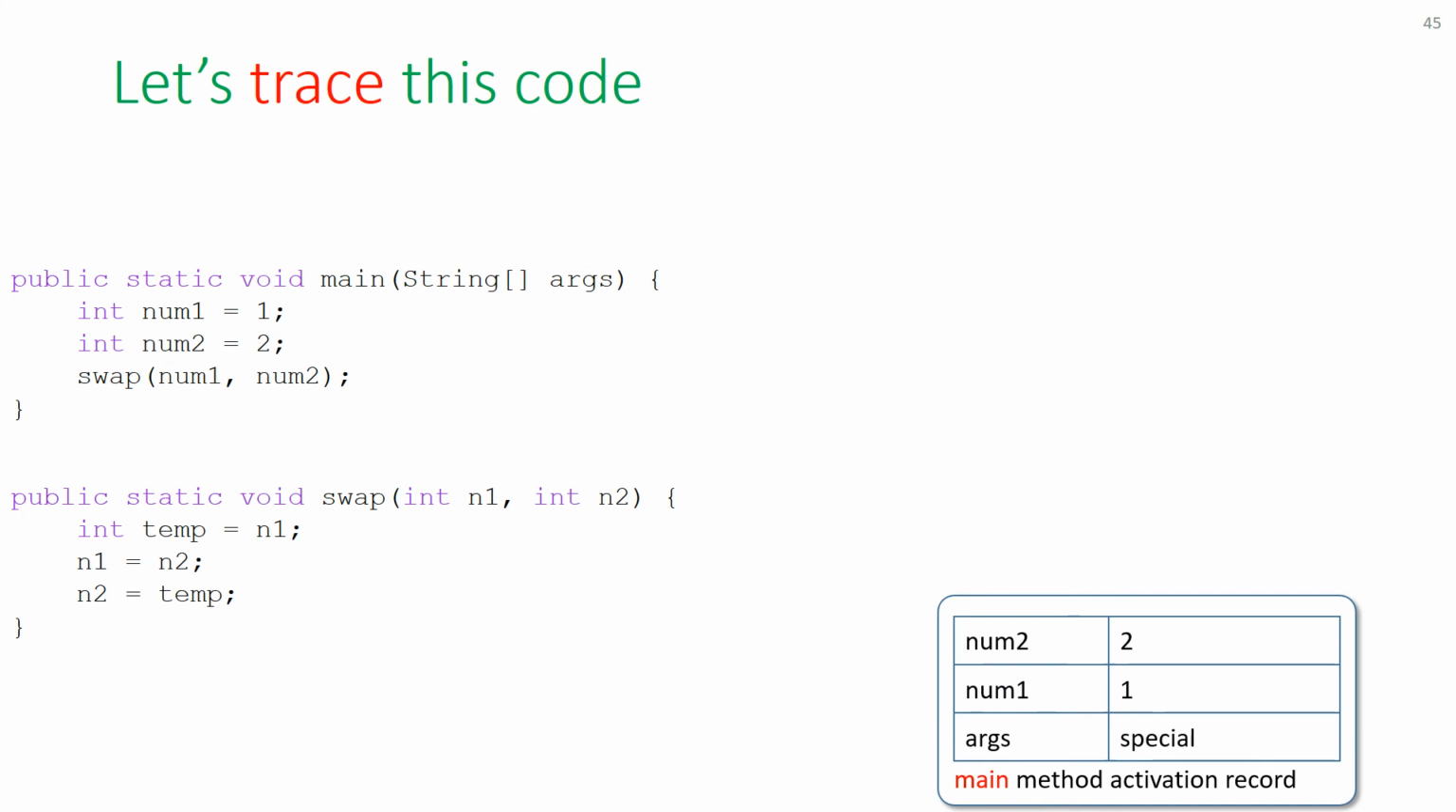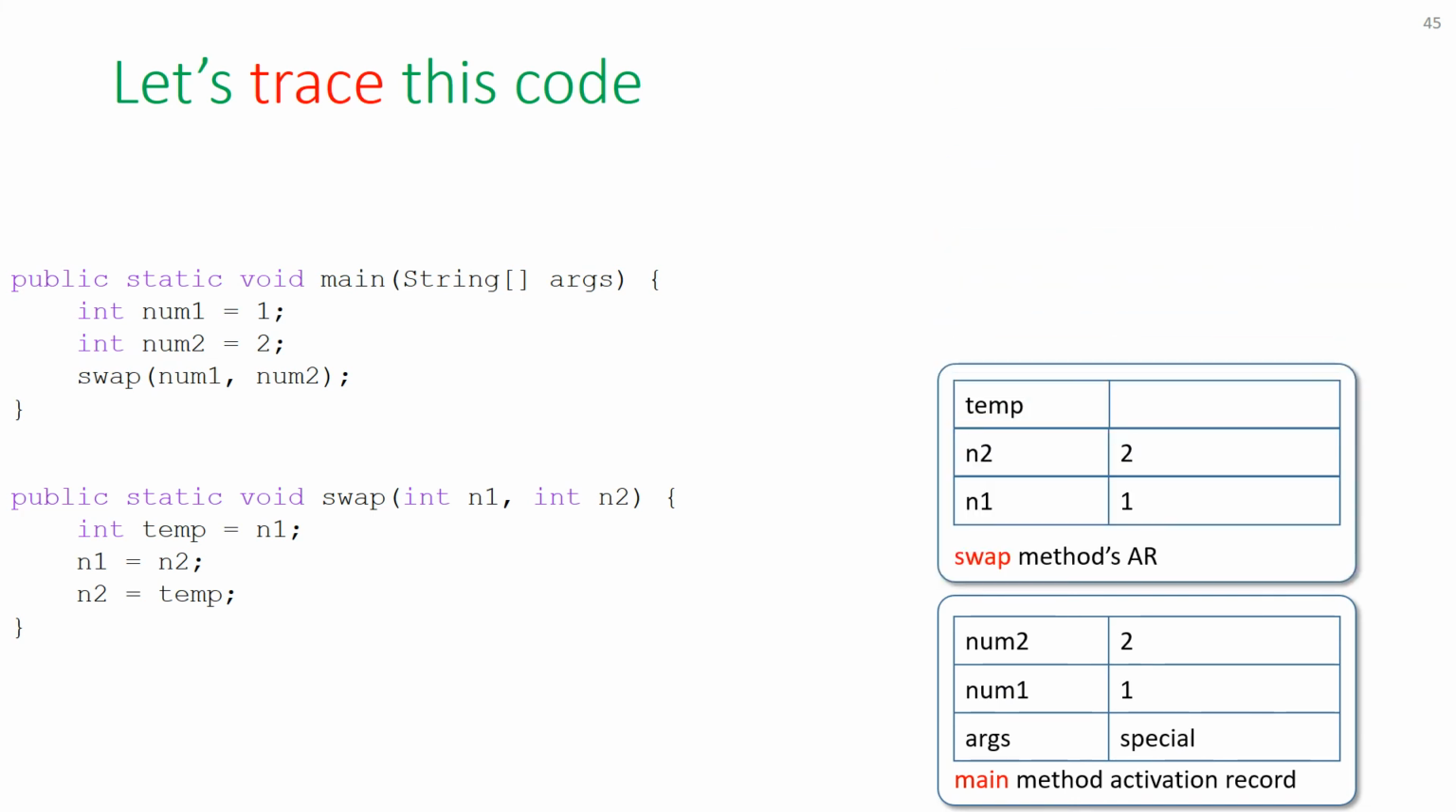So if I do the stack diagram, entering the main method, here is what I get. Entering the swap method, here is what I get. Parameters n1 and n2 have been set to 2 and 1, which are the values inside variables num2 and num1. And then I execute the code inside the swap method. So temp is equal to n1. Here we are. Then n1 is equal to n2. There we are. And then n2 is equal to temp.